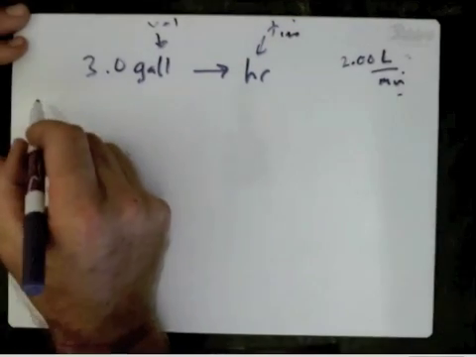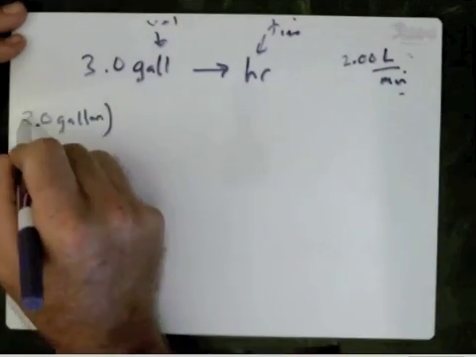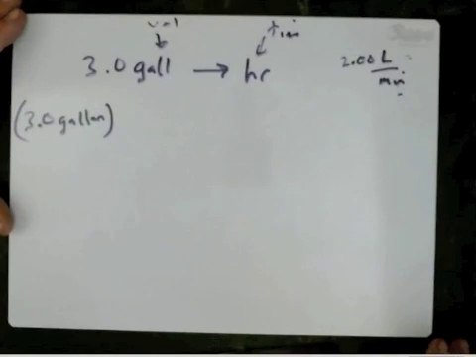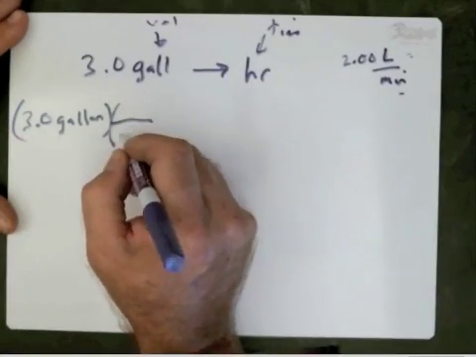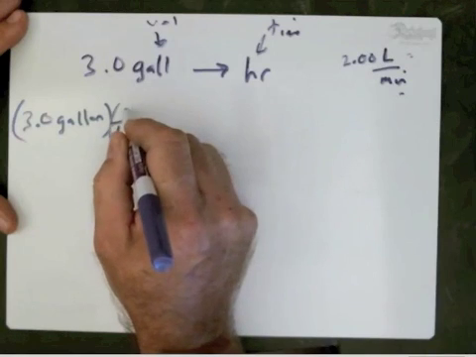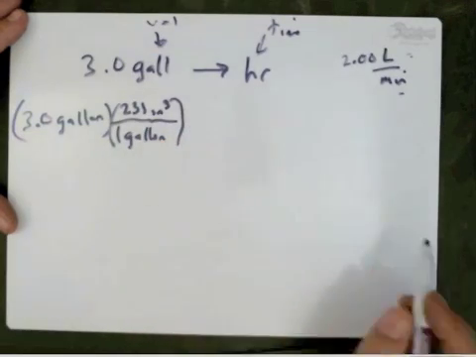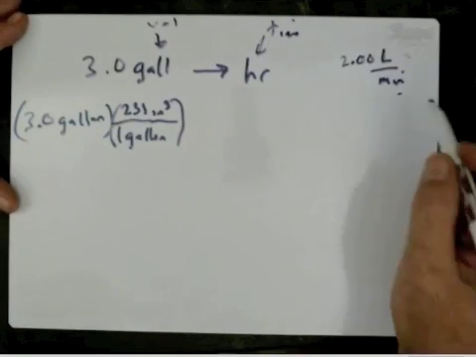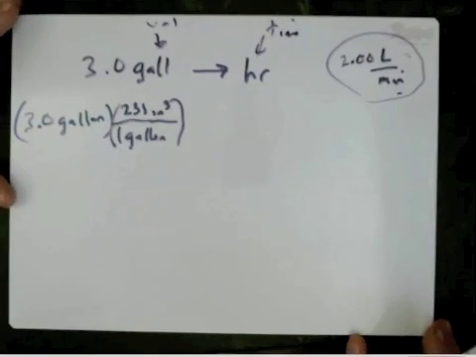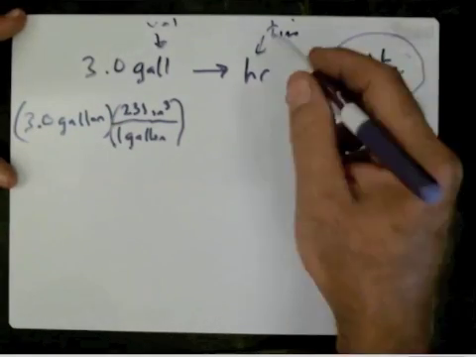And this is what it would look like. 3.0 gallons. Now gallons is a volume, but it doesn't look like little cubes. So volumes are supposed to be cubic somethings. Fortunately, we know a gallon is a nickname for 231 1-inch cubes. There, now I have a volume unit. If I converted that, that would be the number of cubic inches in 3.0 gallons. Now, to use this ratio, I need to change cubic inches to liters so that I can then change it to minutes and then change to hours.